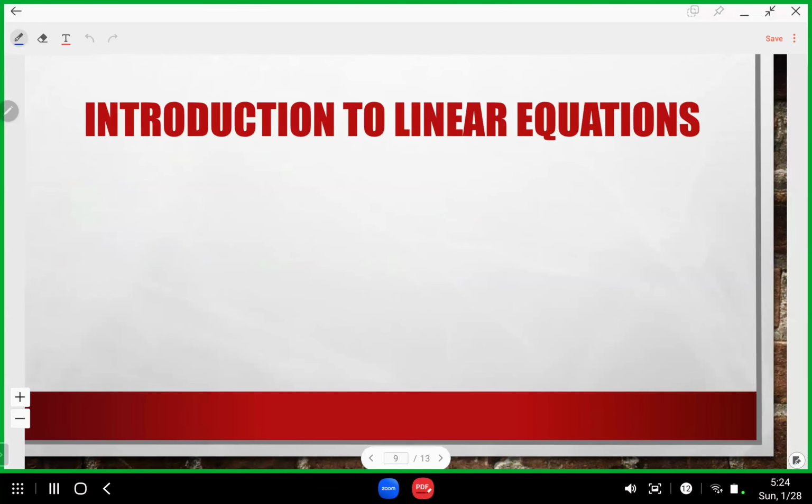All right, so now let's go to our introduction on linear equations. So what exactly is an equation? Let's see what everybody knows about what an equation is. So please go to the chat and type in, what do you think an equation is mathematically, algebraically?